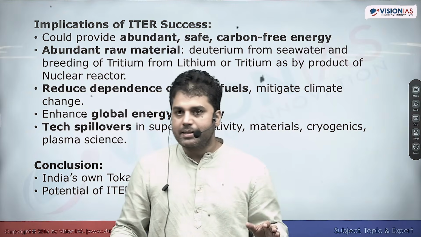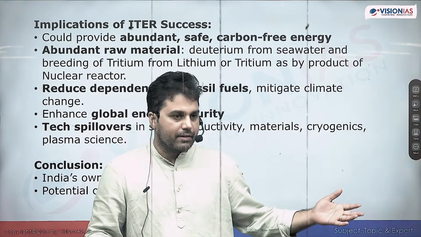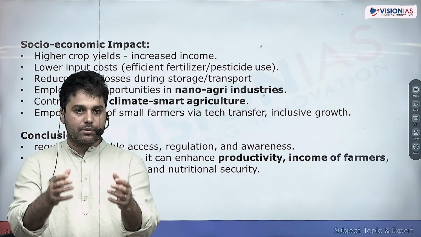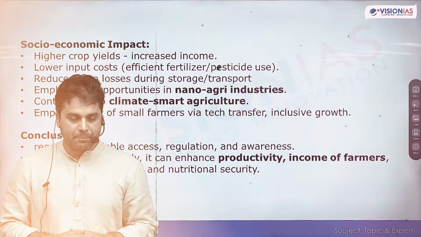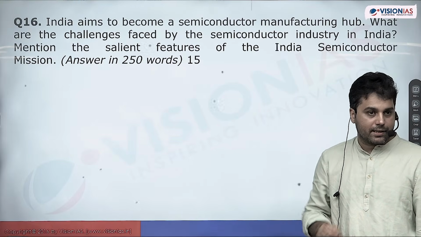Whenever we talk about advanced technological progress, we can always write that there are spin-off benefits. One benefit of nanotechnology could be that it can help us in what is called climate smart agriculture. The more specific you are in using the keywords, you are going to get that extra marks.